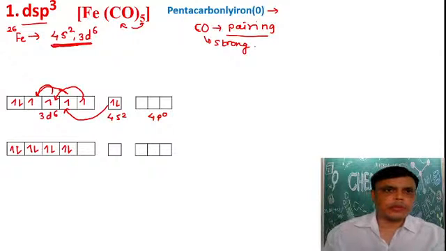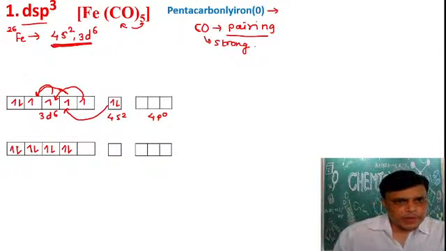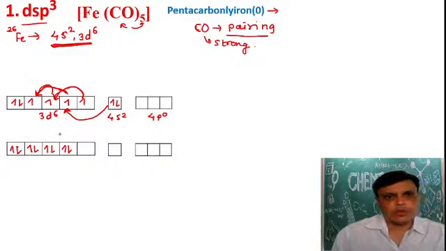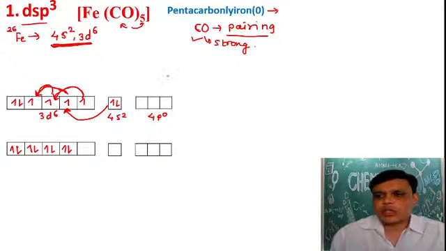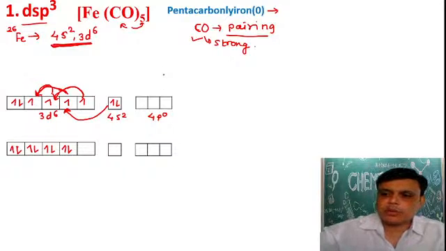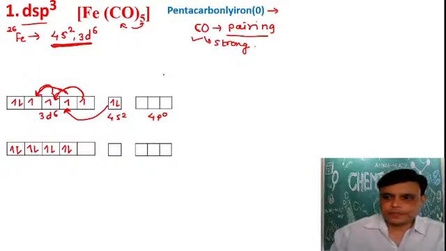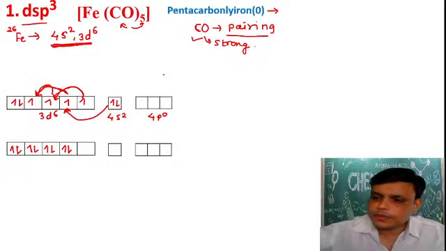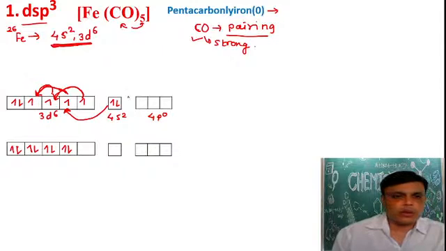So what were we seeing? Here pairing will take place, here pairing will take place. So these electrons will get into this orbital, these electrons will get into this orbital, and these two electrons from the 4s orbital will go into the 4th d orbital. So this condition will take place due to the presence of carbon monoxide ligand, which is a strong ligand. Okay? Yes or no?